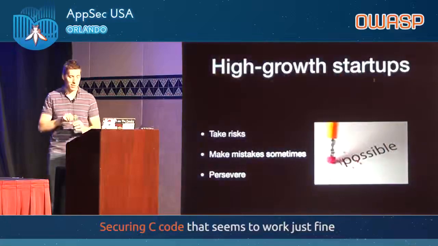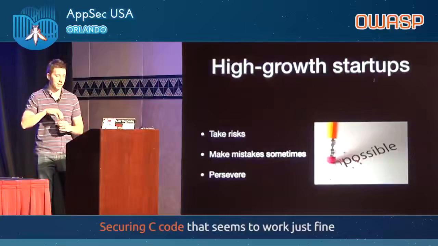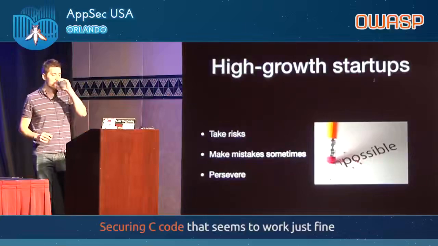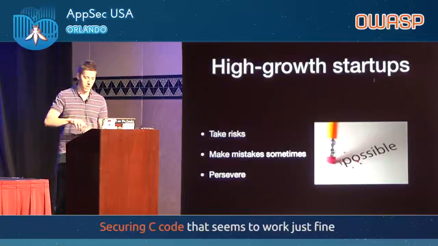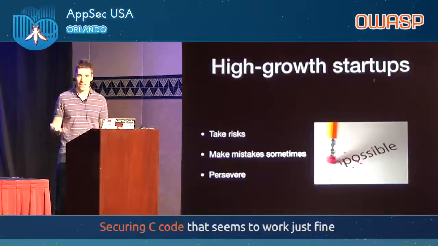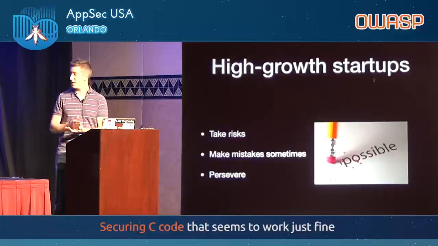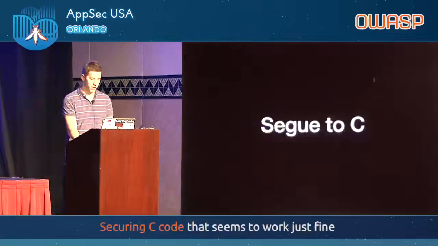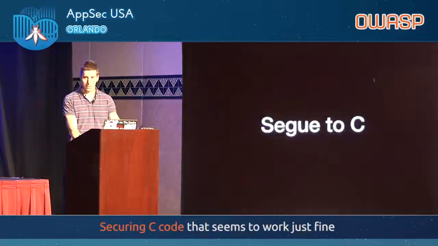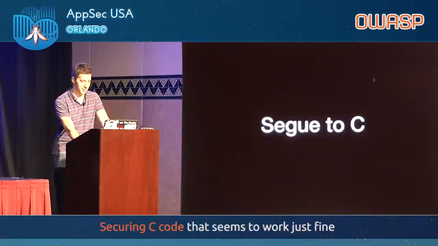Okay, so these are some non-controversial ideas about high growth startups. Basically, how they operate is they tend to take risks, try to do something crazy, kind of like Fastly did, and hopefully it pans out for the high growth startup, but sometimes they fail and they need to persevere through those failures. So that's how they operate. They take risks, they make mistakes sometimes, and then they persevere through them. And now I'm going to subtly segue to talking about the C language, to change gears a little bit.